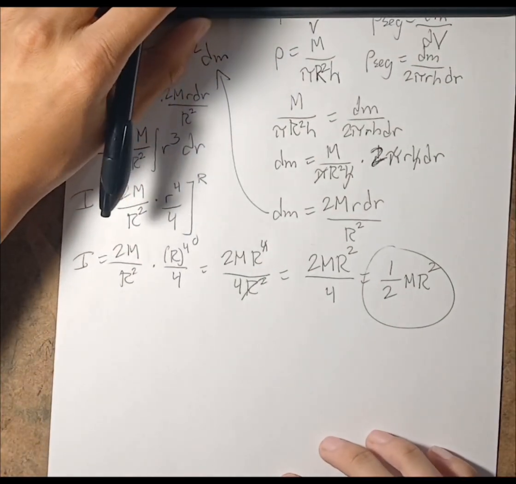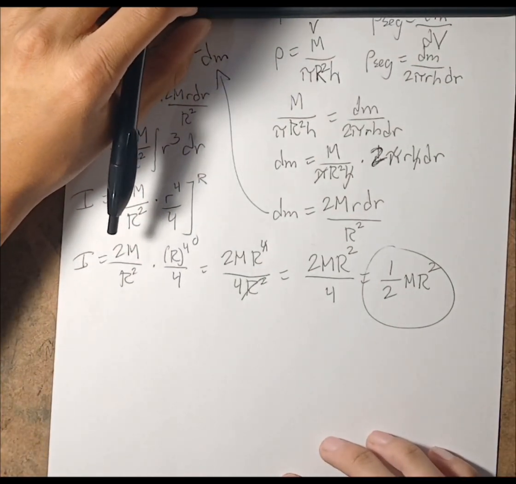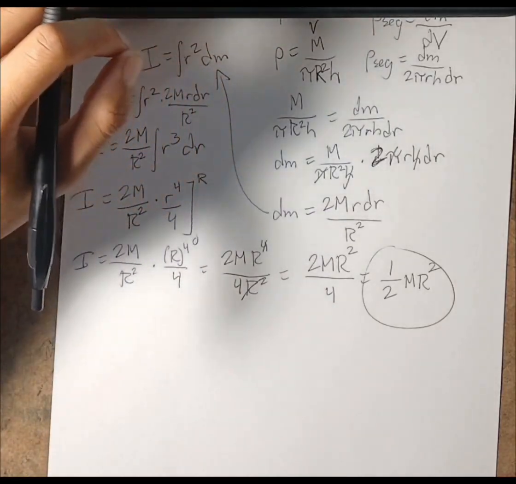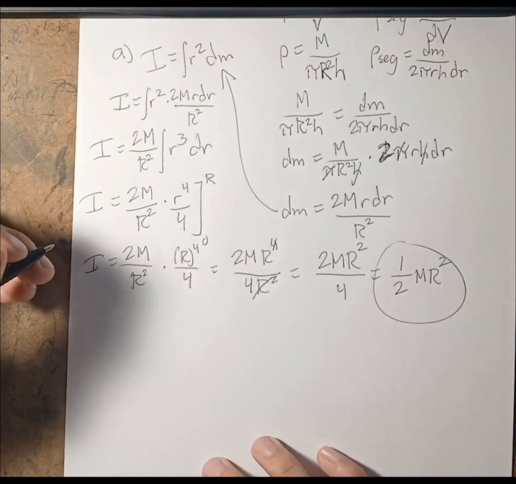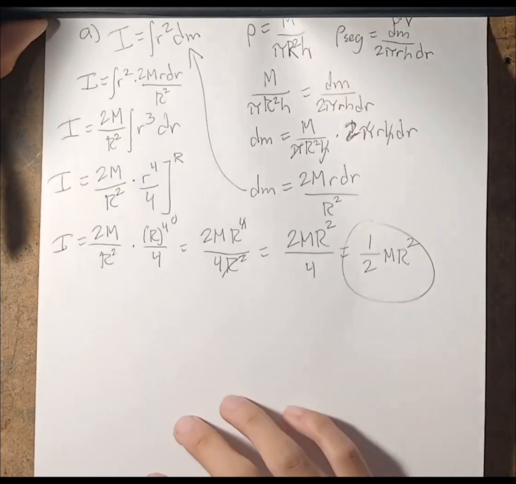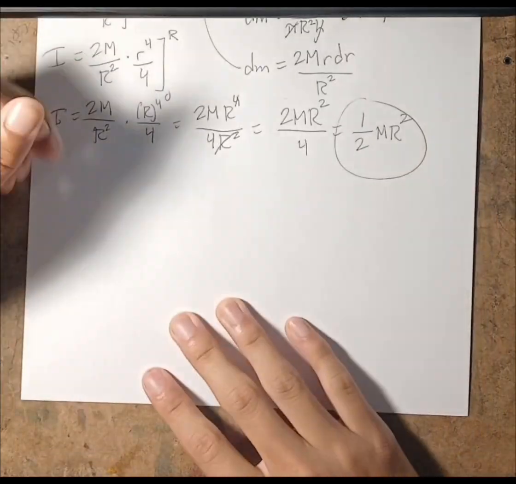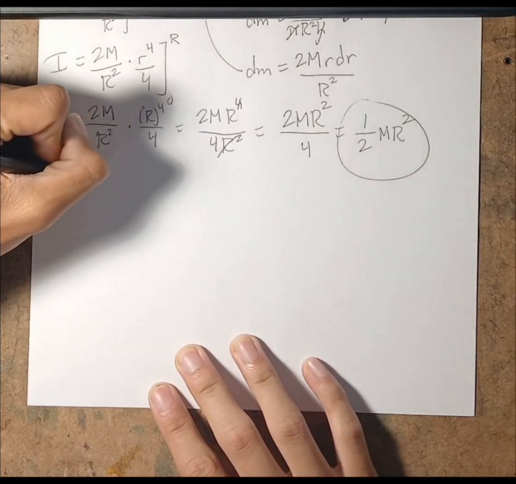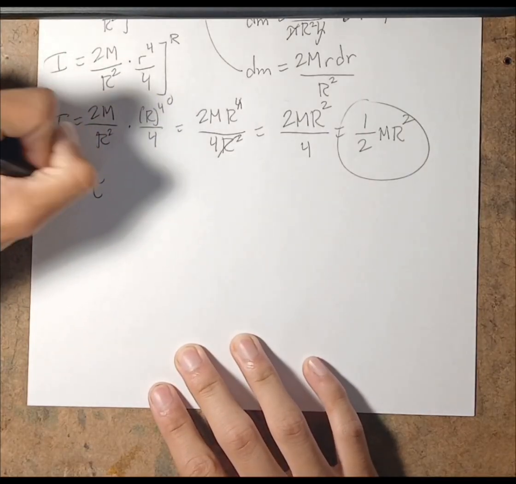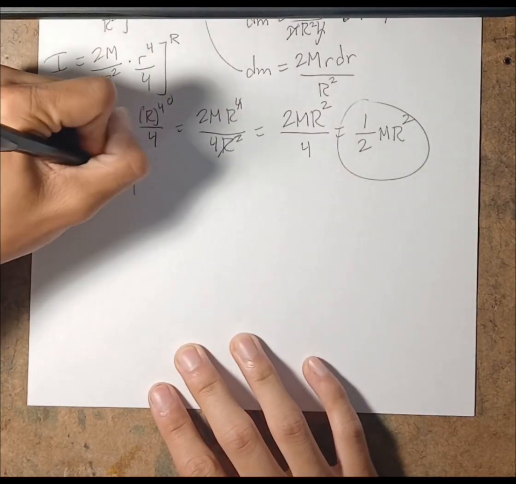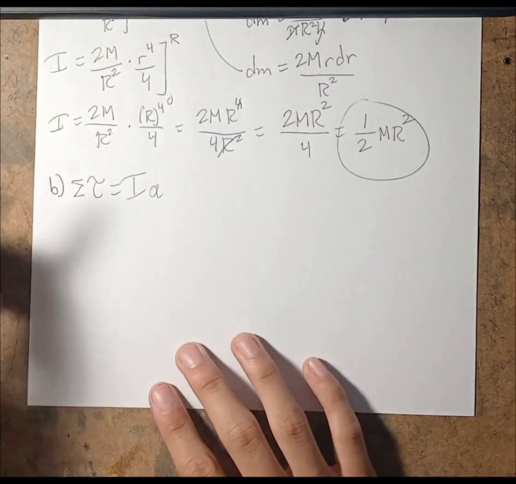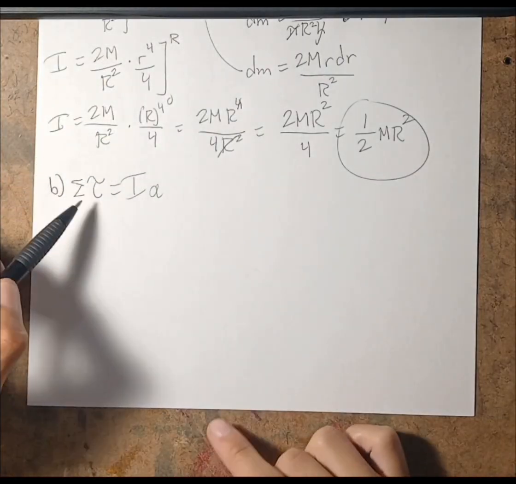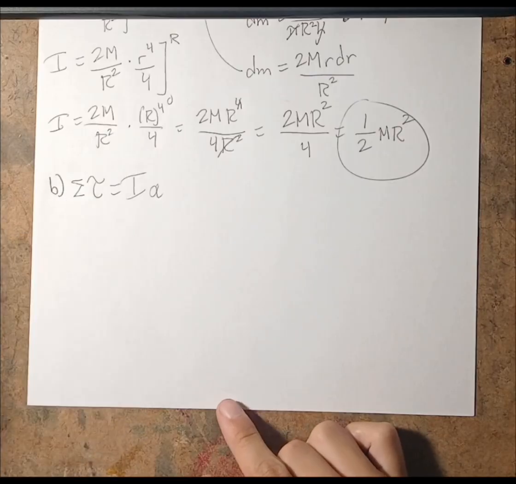Now, the magnitude of the angular acceleration of the cylinder. Okay, so let's see. Part B. So what we know is that net torque, sigma tau, equals I alpha, alpha being angular acceleration, I being, well, this, and sigma tau being torque.